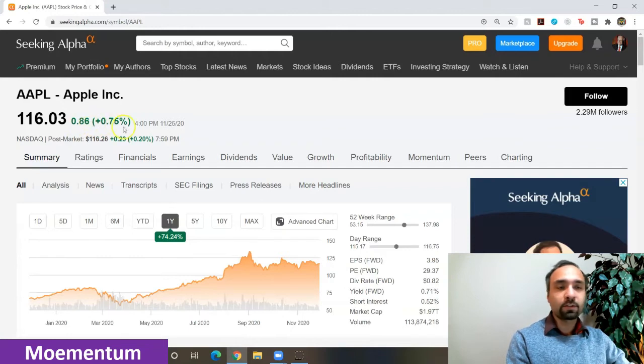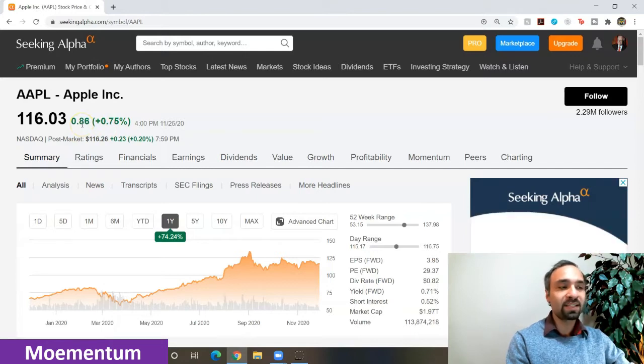Of course, the stock market was closed on Thanksgiving, but the day before that, the stock went up by 86 US cents, and it shows a 0.75% increase for the stock. That's why it's shown in green font.